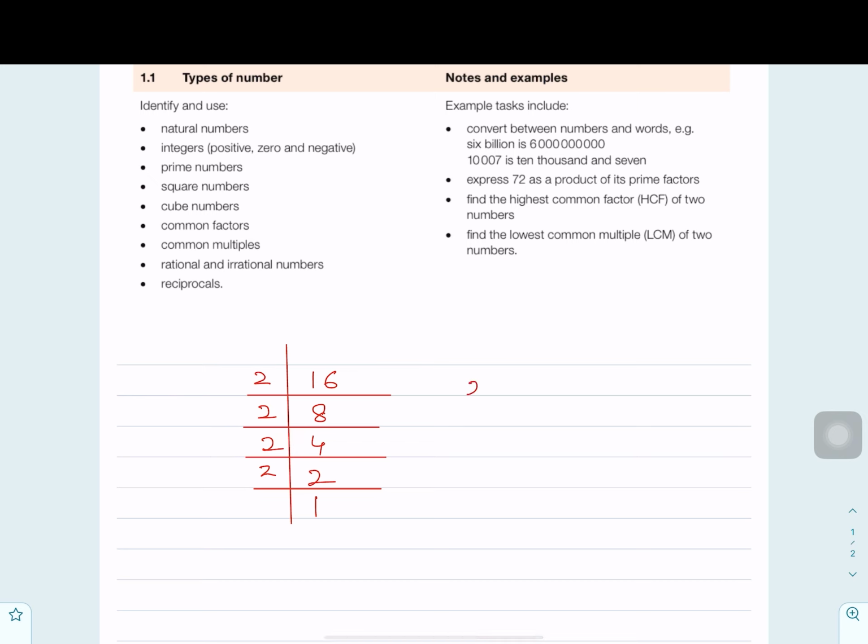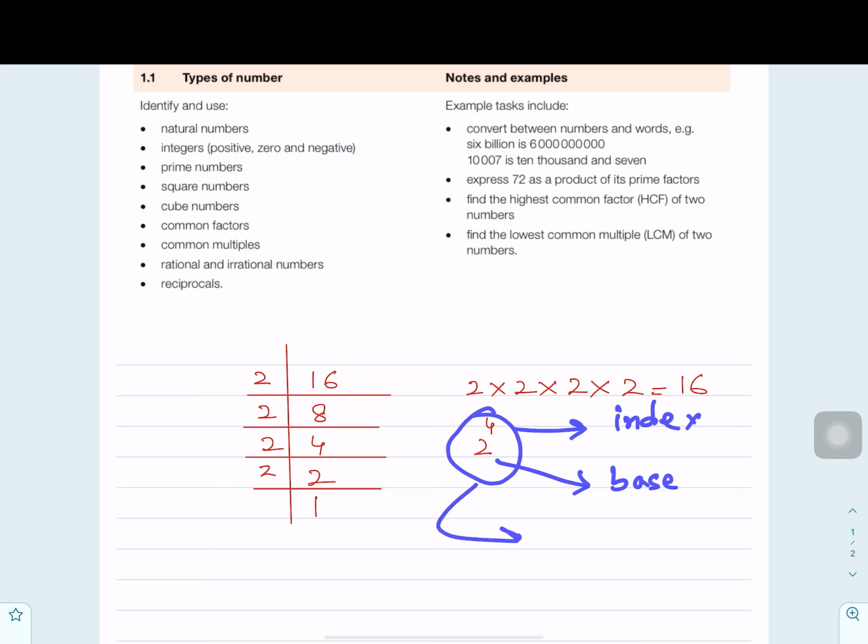Okay, so if you multiply 2 by 2 by 2 by 2, this becomes 16. So basically what I have done, I have written all these numbers here, right? And the other way of writing this is you can write in index form. And what is index form? This is called base and this is called index. So altogether that becomes index form, right? This is base and this is index, and this whole thing is called index form.